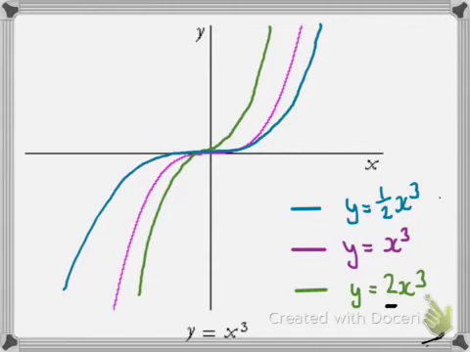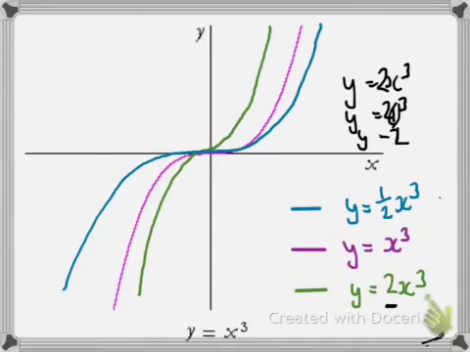And why is that? Well, if you had y equals x cubed and x was equal to 1, then y would equal 1 cubed. So y would equal 1. So a point on the purple graph will be (1, 1). Now if you've got 2x cubed, that's 2 times 1 cubed, which equals 2. So if it's 2x cubed, you've got the point (1, 2). So you've got (1, 1) on the purple graph, and (1, 2) would be on the green graph. So every y value is getting doubled.